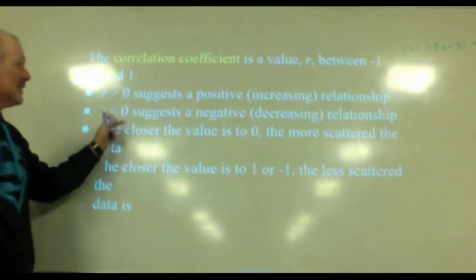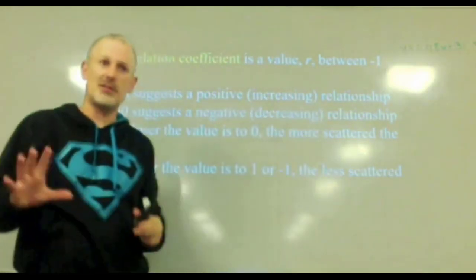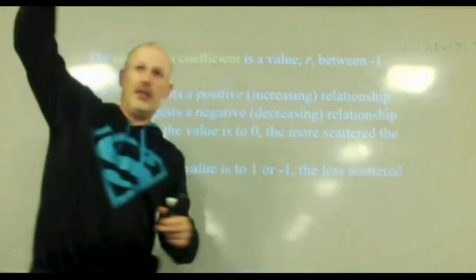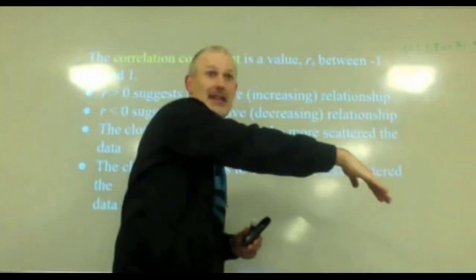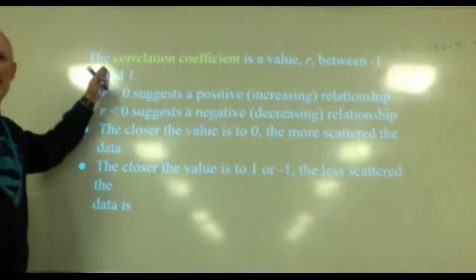If the R value is less than 0, that suggests a negative or a decreasing relationship. In other words, as the one value gets bigger, the other value is going to go down. It's going to decrease. Okay, so that's the difference between R being positive or R being negative.